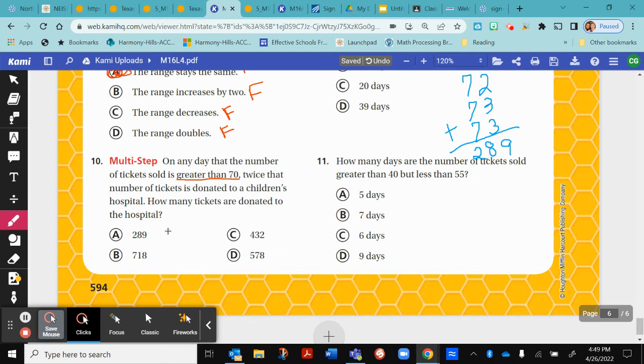But is A the right answer? No, you're right, because what does it say? There's that word twice again. What does twice mean? You better write that down 2 times. So 289 times 2, or you can add it twice. 289 plus 289, and that's going to equal, so I'll write it out here, 289. So you can multiply that out, or you can do repeated addition.